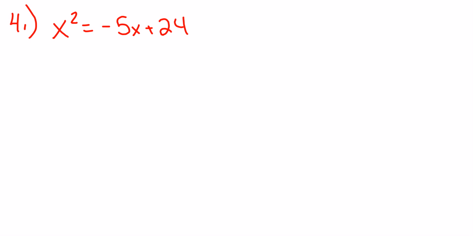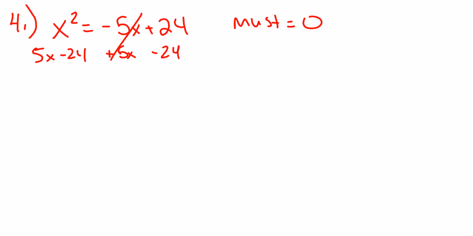All right, so 4 is a little bit different because it does not equal 0, so it must equal 0. To do that, I'm going to move the negative 5x over by addition. So I'm going to add 5x to both sides. Makes it cancel over there. I'm going to subtract 24 from both sides to move it over to the left side. So I'm going to have x squared plus 5x minus 24 equals 0. I could have moved the x squared over to the right side, but guys, I really don't like my x squared being negative. It makes things really difficult. So if the x squared's positive, I never move that.